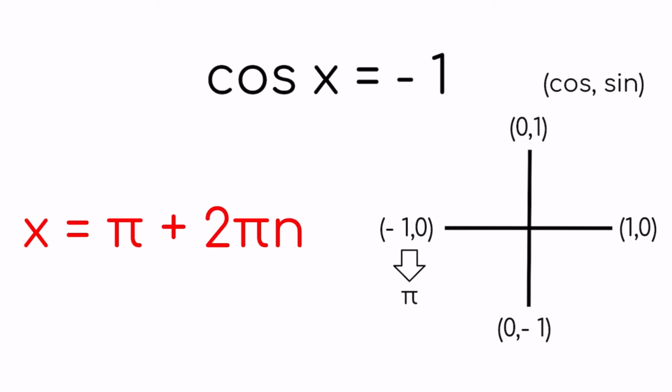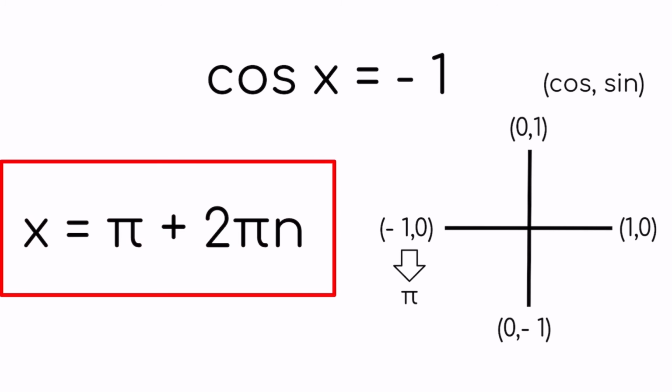We have 2 pi n in the answer because we're dealing with cosine. So when we're dealing with cosine, sine, secant, or cosecant, we can add 2 pi n. But if we're dealing with tangent or cotangent, we can just add pi n. So the answer is x equals pi plus 2 pi n. I hope you understood how we solved this problem.